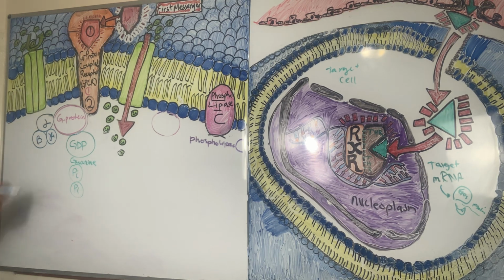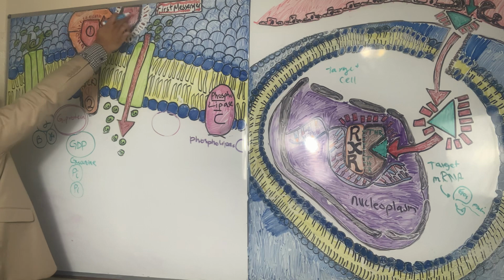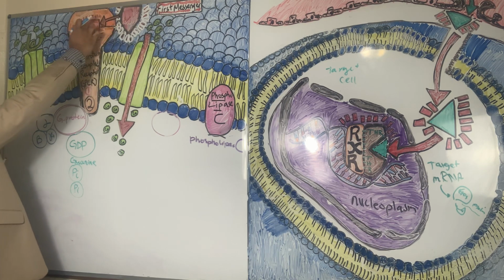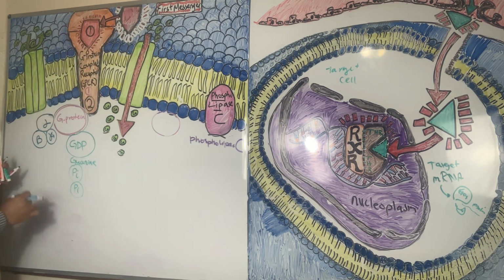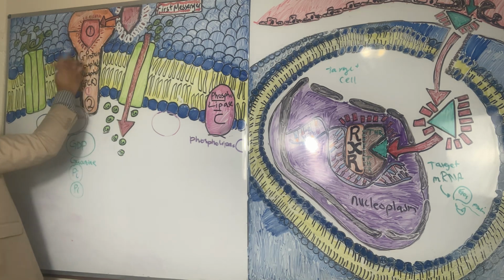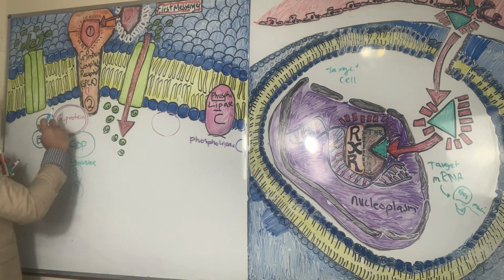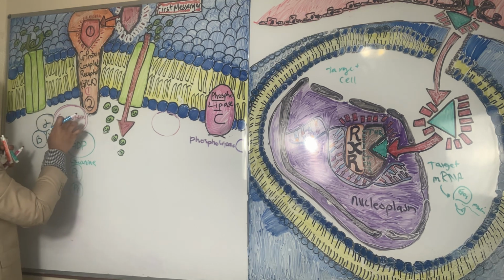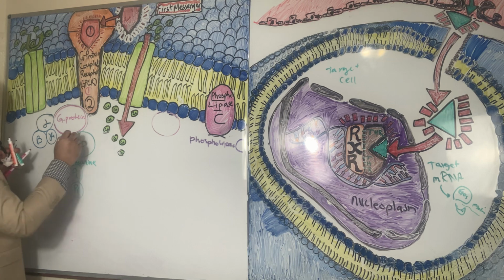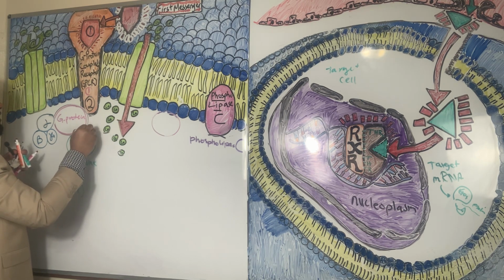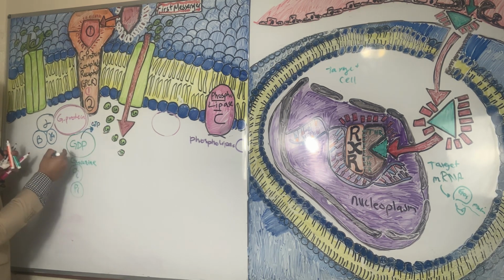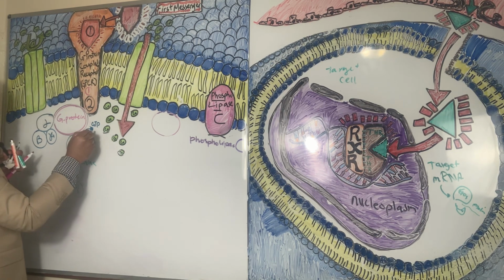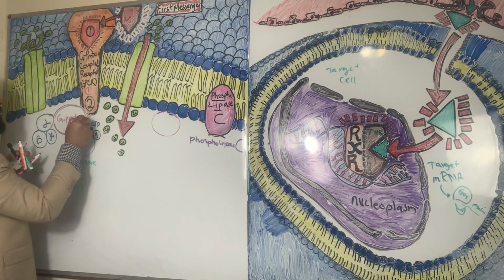When the non-steroid hormone binds to the extracellular region of the G protein coupled receptor, it will cause a conformational change. That conformational change will lead to the G protein being activated, and it will cause the GDP to be converted into GTP. So we used to have guanine diphosphate. Now we will have guanine triphosphate, so we add an extra phosphate group.